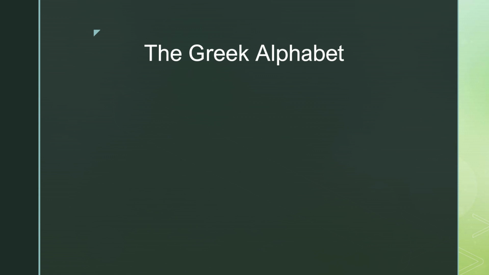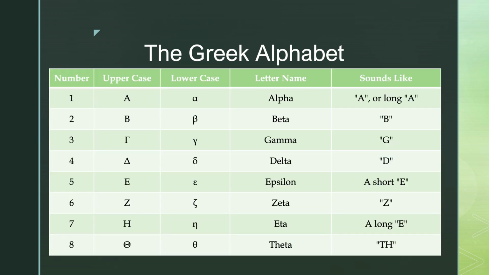So firstly, let's learn the Greek alphabet. There are 24 letters, and some of them look very confusing. Firstly, we have alpha, which uppercase looks like an A, and lowercase looks like a lowercase a. No, it doesn't. There's actually a little tail above the original tail in an alpha.